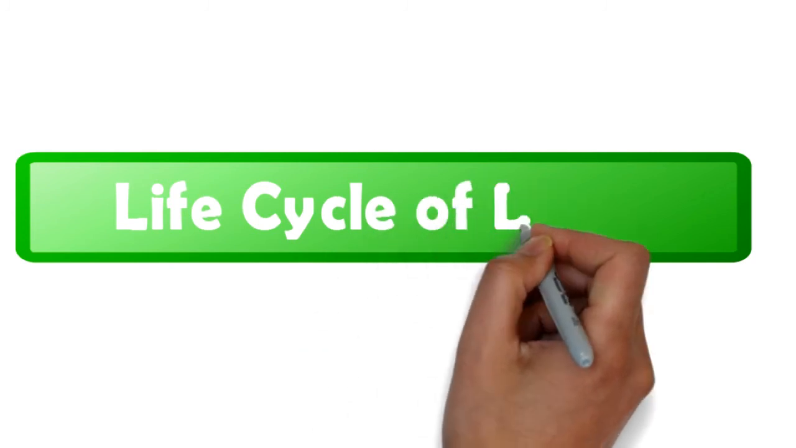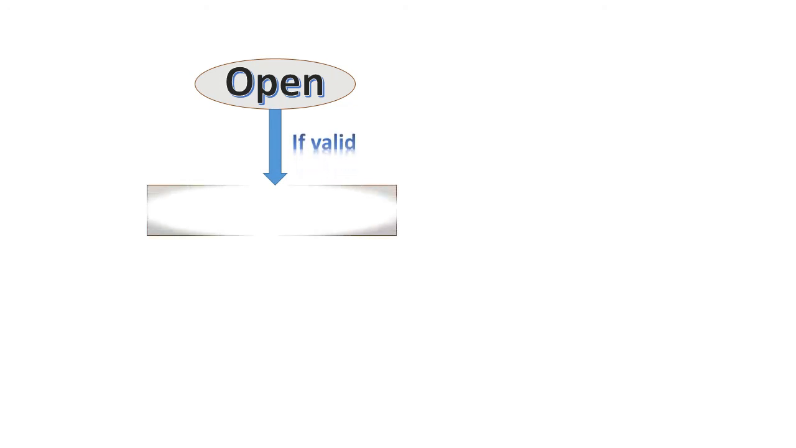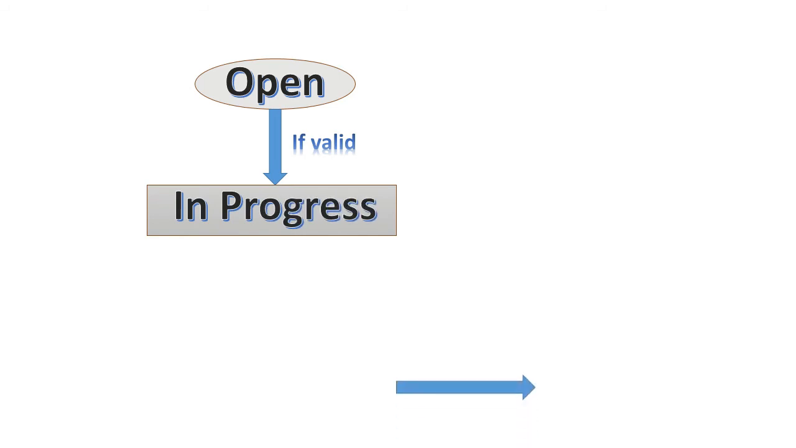Now we are going to discuss the life cycle of a defect. Once you have created the defect, the status will be open. It will be validated by the developer as valid or invalid. If it is valid, then they will take it and fix it, and they will change the status to in progress, which means they are working on fixing the defect.